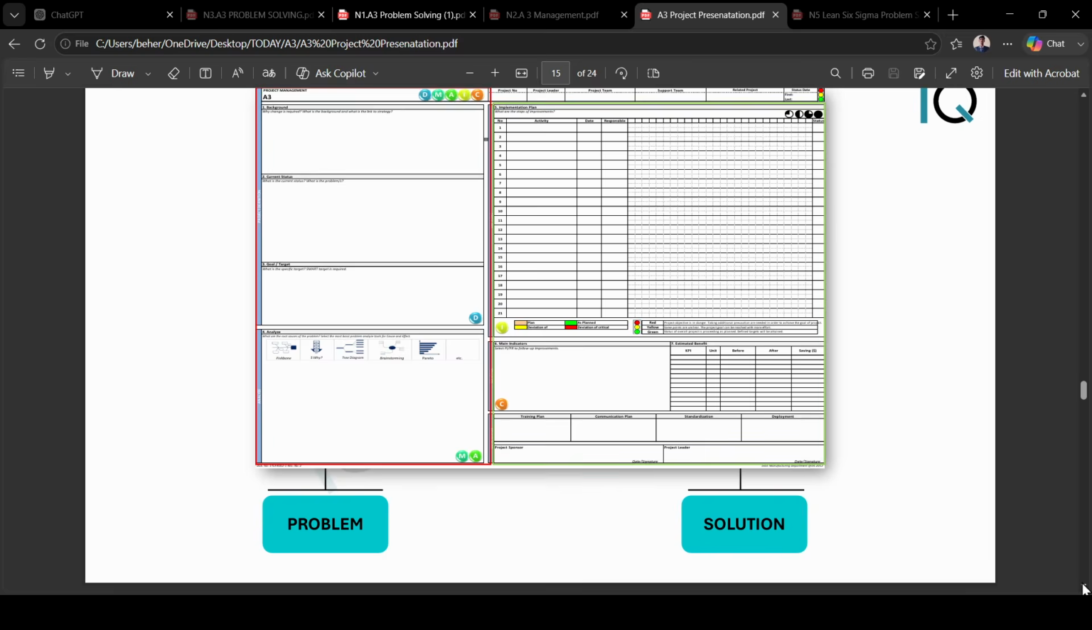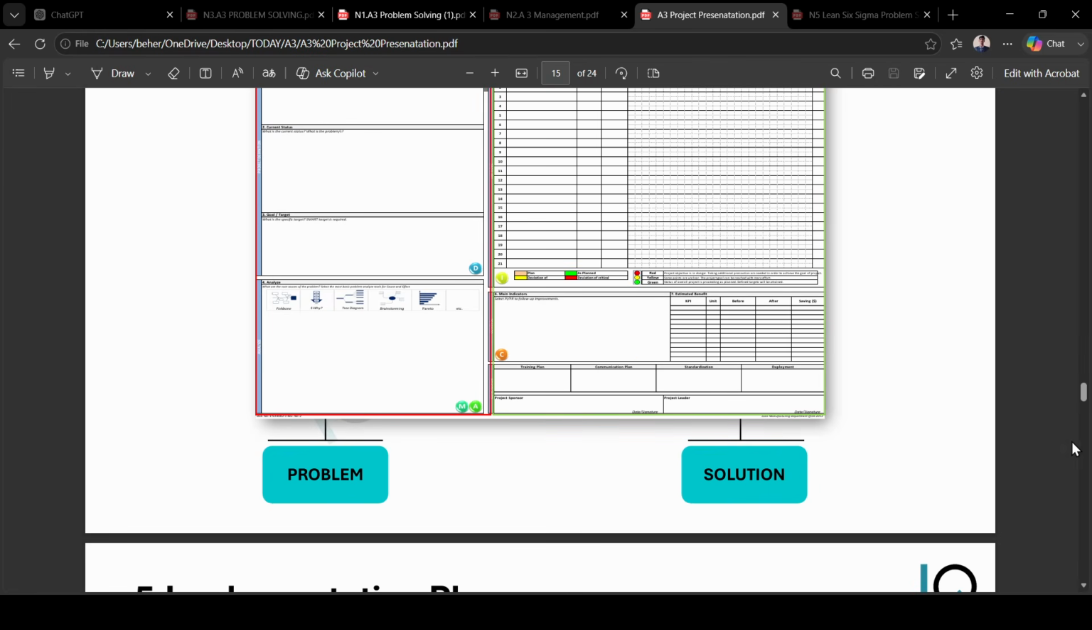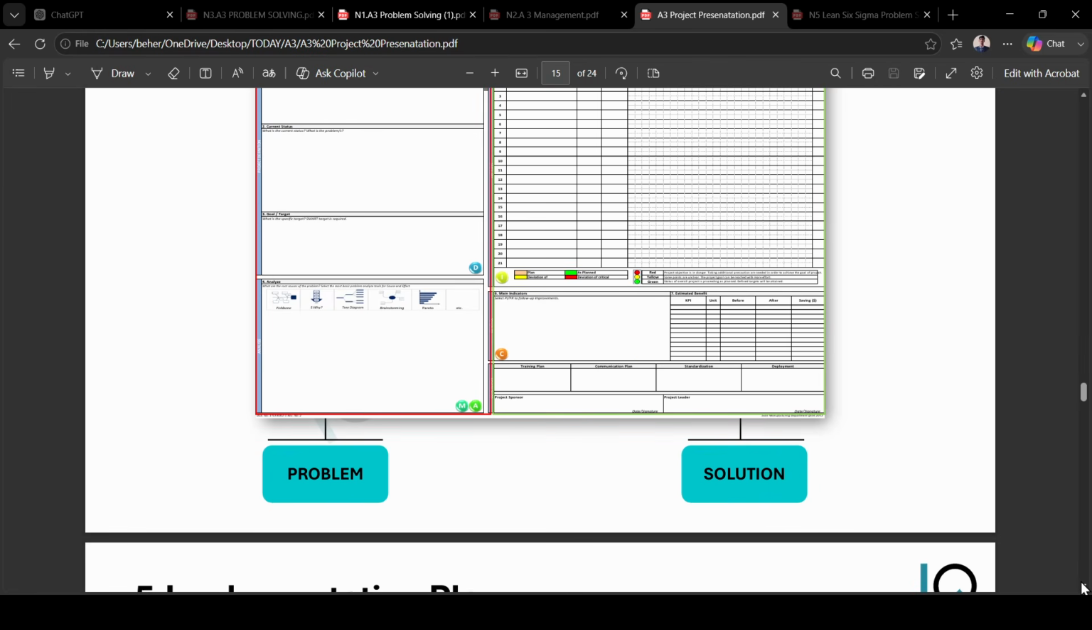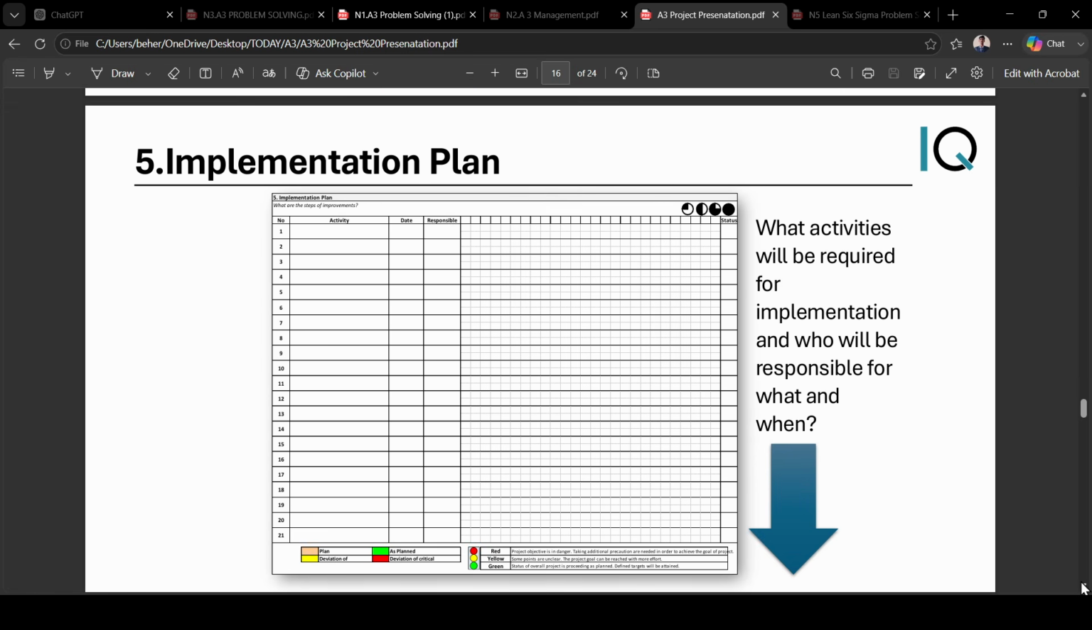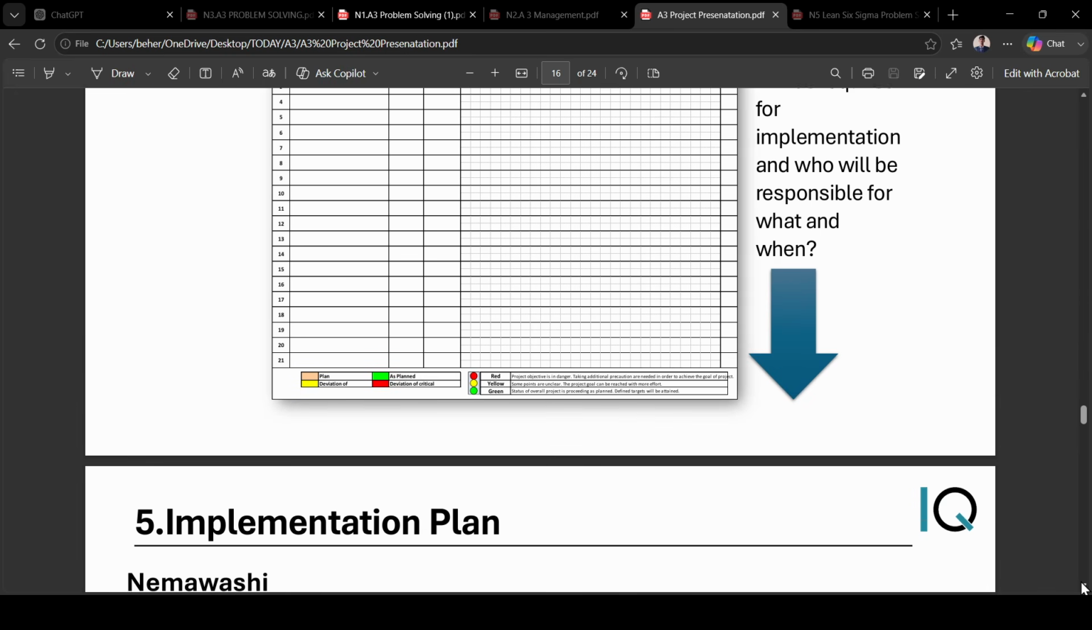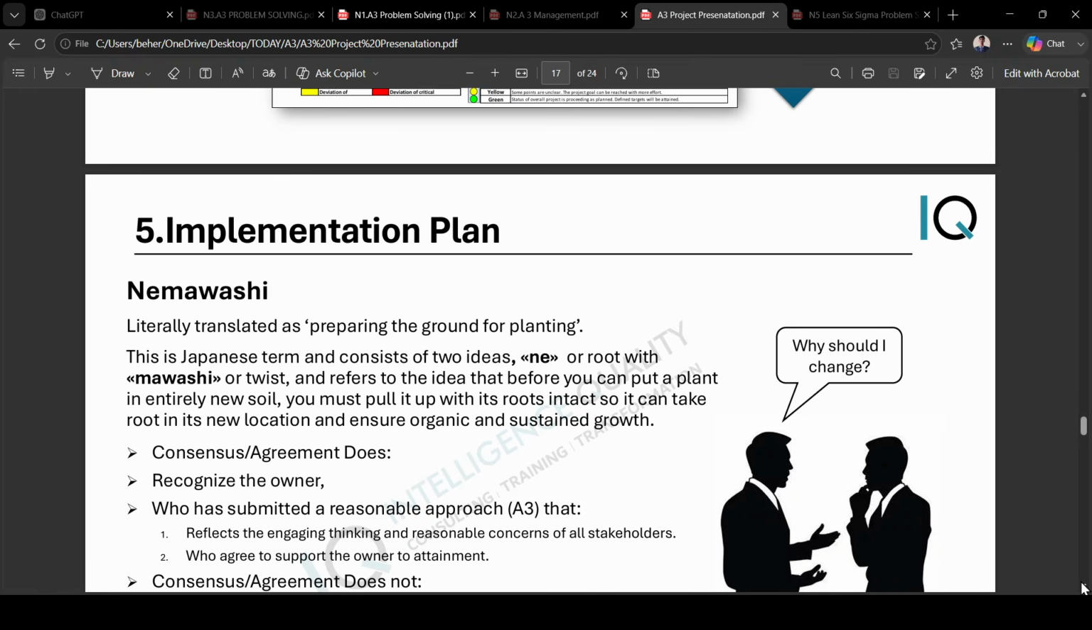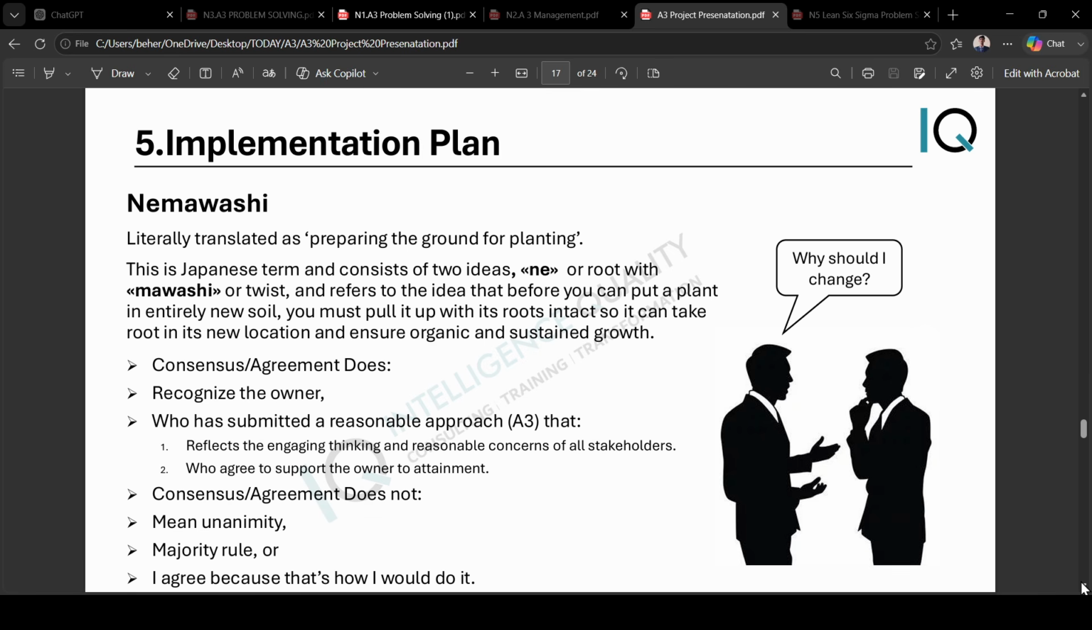So this is the problems and solution sheet. Implementation plan. What activity will be required for implementing, and who will be responsible for what and when? Implementation plan.